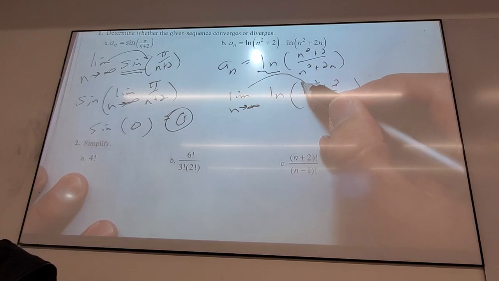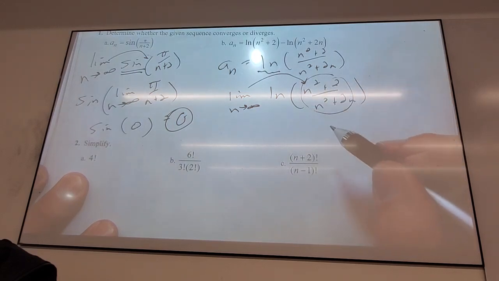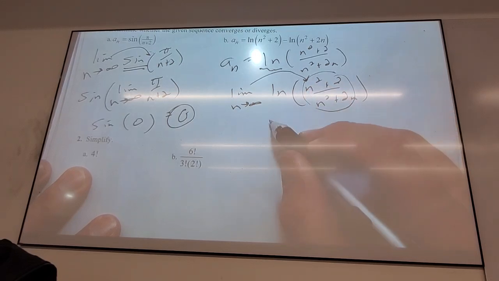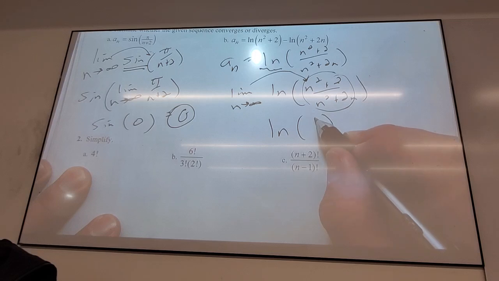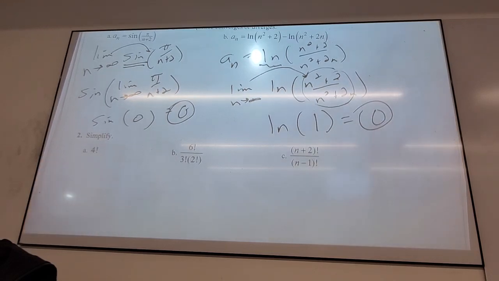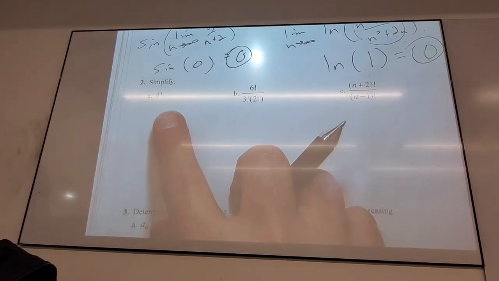So if I take that inside, why is this really easy to do? It's just the rational functions, and the degrees are the same, so what's the limit of that stuff on the inside? 1, and what's the natural log of 1? 0. Now, not every answer will be 0.